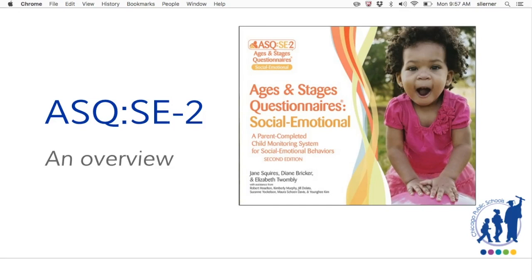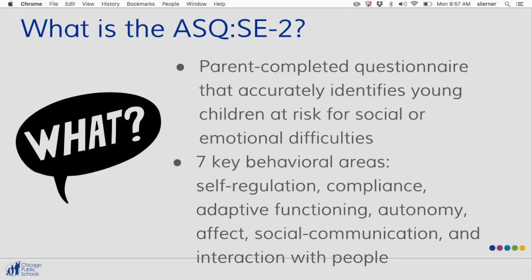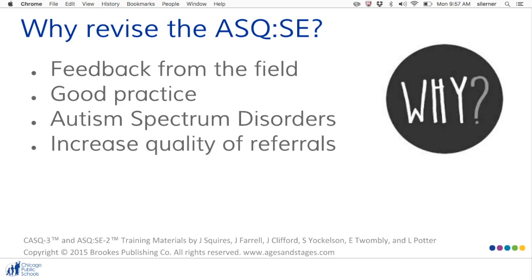ASQSE2, the recently updated version of the ASQSE. The ASQSE2 is a parent-completed questionnaire that accurately identifies young children at risk for social or emotional difficulties. Ideally, the teacher completes the questionnaire as an interview with the parent during registration. The ASQSE2 is organized into 7 key behavioral areas to help teachers understand the organization of the tool and the intent of the individual questions.